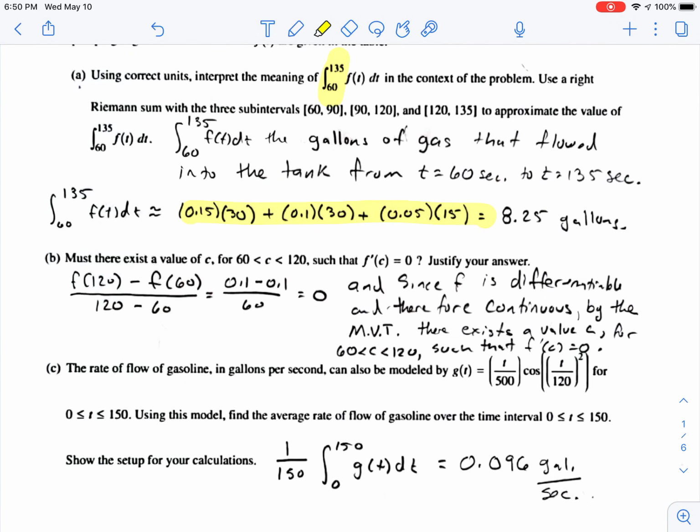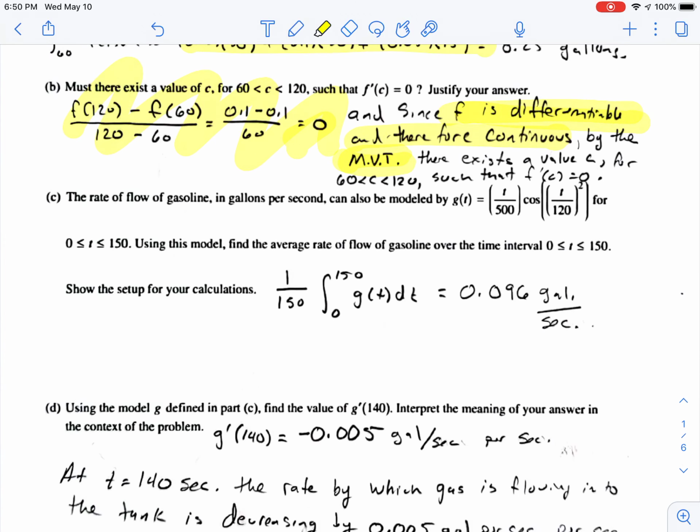Must there exist a value where f prime equals 0? The answer to that question is always yes, but you had to make sure you saw the average rate of change equaled 0, and since f is differentiable and therefore continuous, that statement is a must. Otherwise, they will not give you credit. And then by the mean value theorem, they're giving you 1 point for having that difference quotient, 1 point for the conditions and mean value theorem explanation.